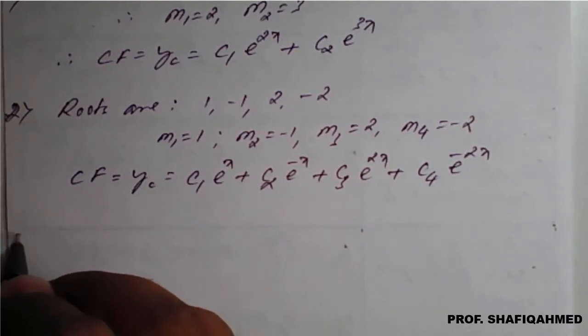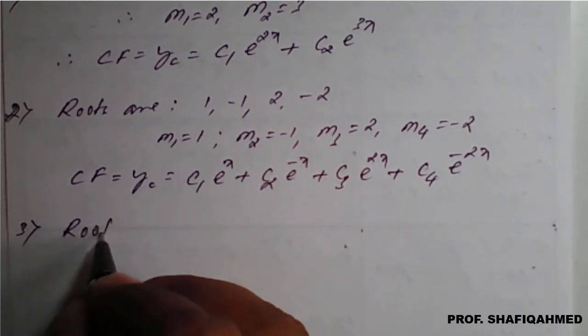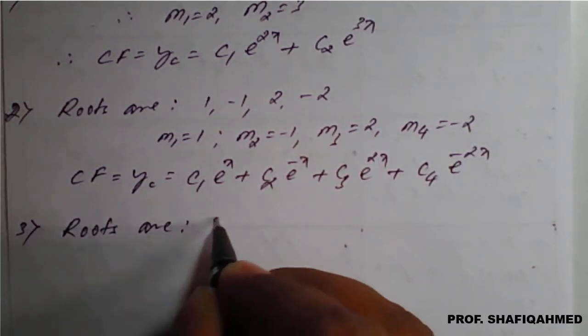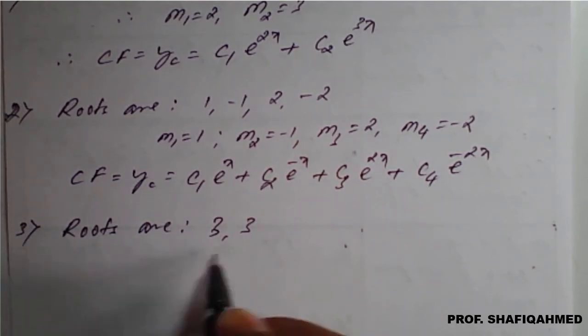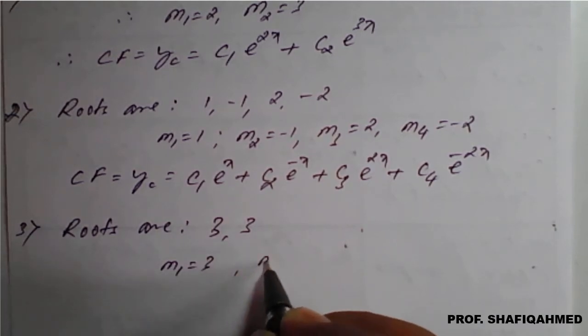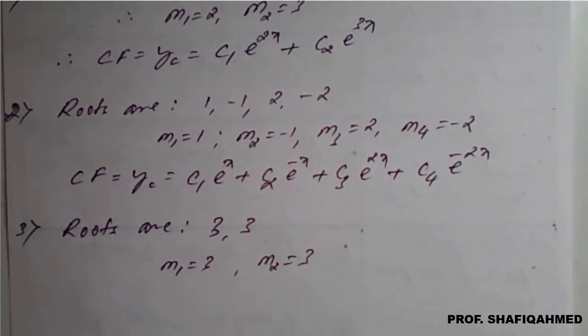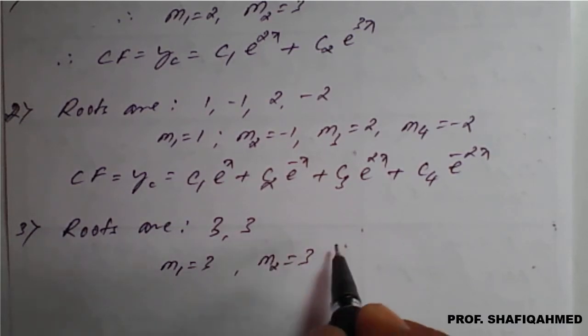Next we will see the next illustrative example. Roots are 3 and 3 that I have taken. Here I can say that m1 is 3, and the second root is also 3. So roots are real and coincident, meaning the same.